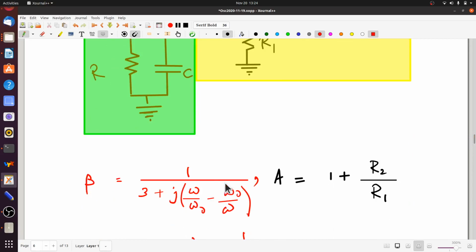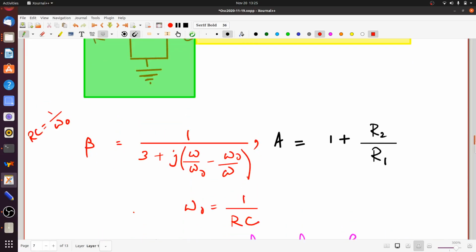So for this, what we have is beta. We have already calculated 1 by 3 plus j omega RC. We are just identifying RC as 1 over omega 0, and we get omega by omega 0 minus omega 0 by omega. The gain A is 1 plus R2 by R1.